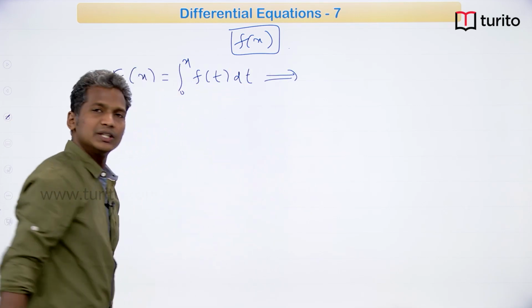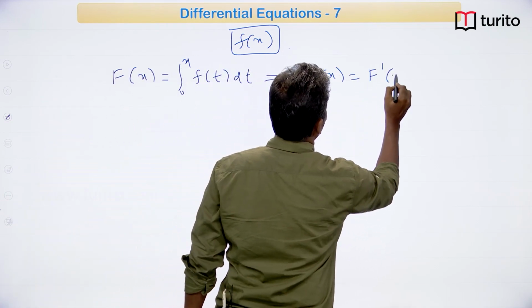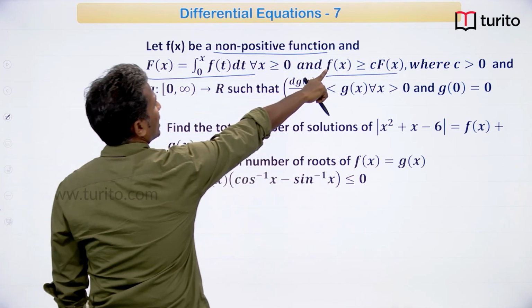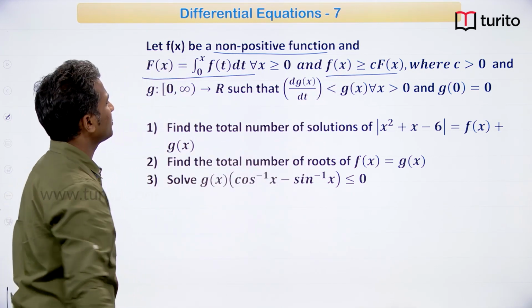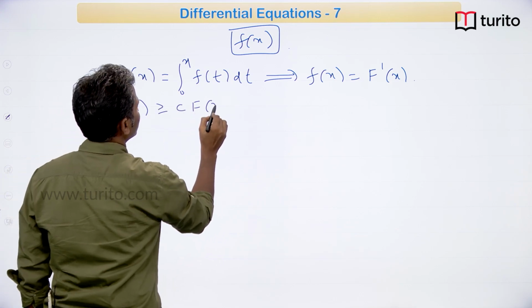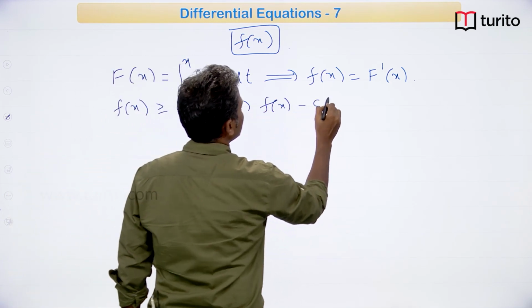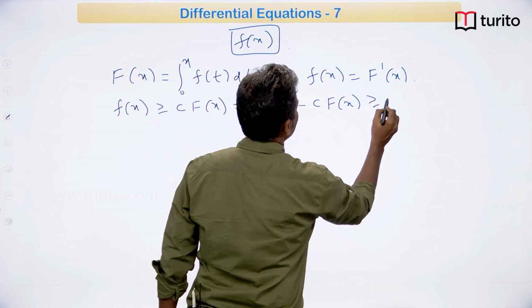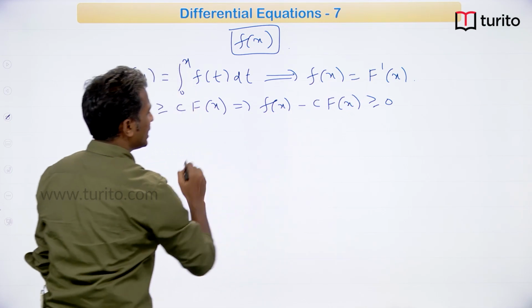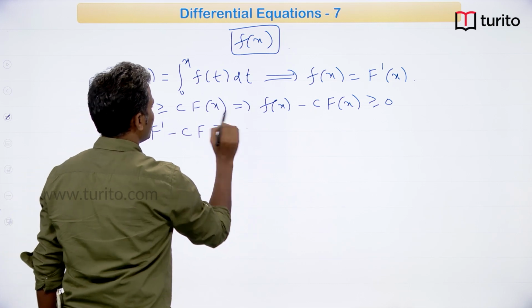Now, when I differentiate this using the Newton-Leibniz theorem, we will get small f of x equal to capital F dash x. Okay. So, let us keep it aside. And what is the next idea? F of x is greater than or equal to c into capital F of x. So, small f of x is greater than or equal to c into capital F of x. We can write this as small f of x minus c into capital F of x is greater than or equal to 0, right. Now, small f of x is the same as capital F dash x. So, it becomes capital F dash minus c into capital F greater than or equal to 0.